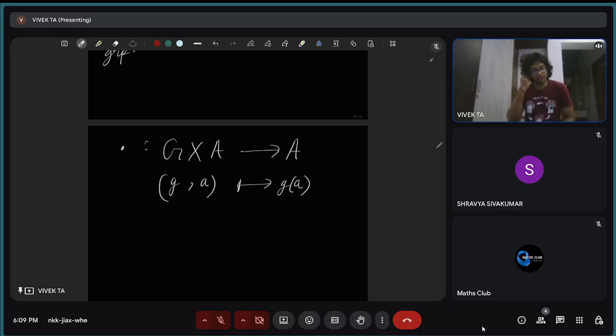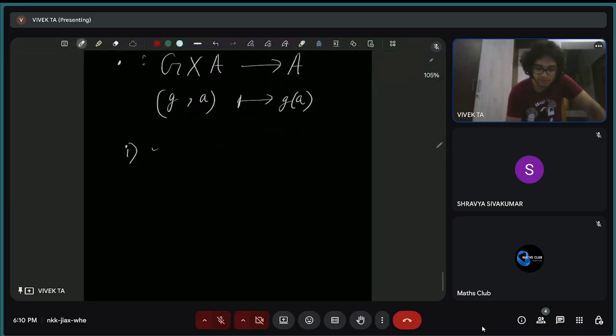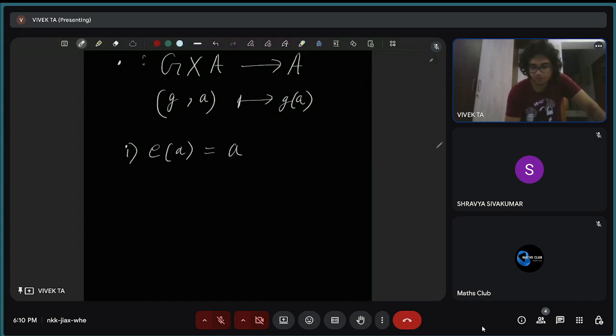Defining it is a different thing. So we have not defined it. So this operation is said to be a group action if it follows these properties. So the first property is identity applied on any element gives you the element itself. So the identity is kind of doing nothing.